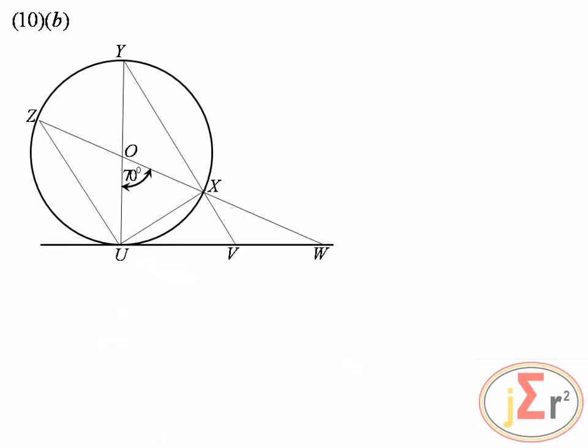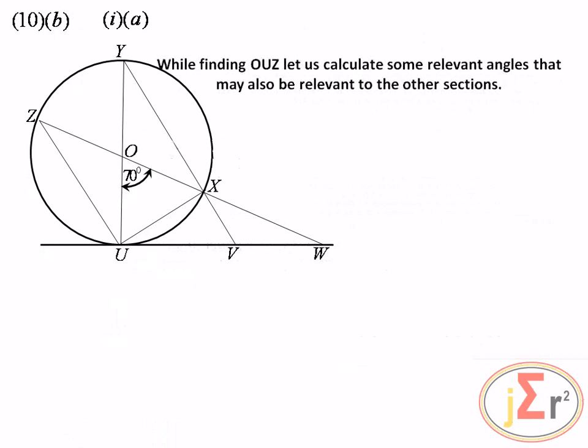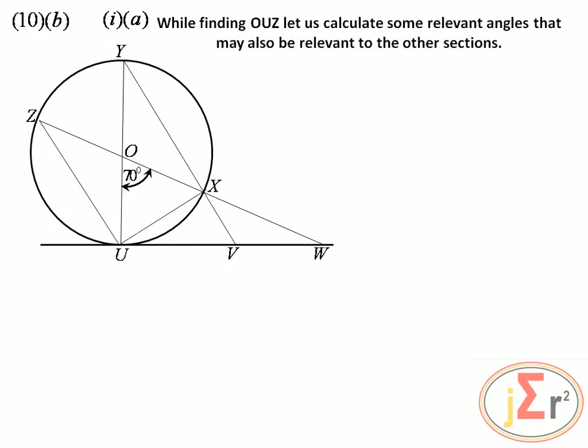What are we required to do here? And how are we about to do it? While finding OUZ, which is what we need to find, this angle, let us calculate some relevant angles that may also be relevant to other sections. And I'm sure they are relevant to other sections. Let's go. Triangle OUZ is isosceles. Why? Because it is formed by the radii of the circle. So it is isosceles. That makes these two angles equal.